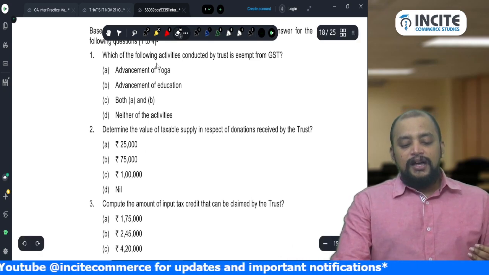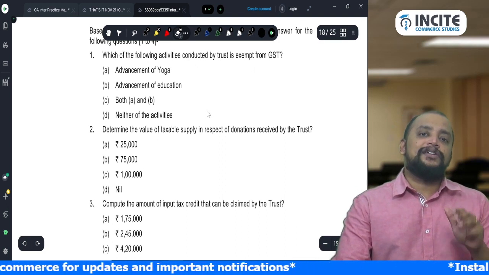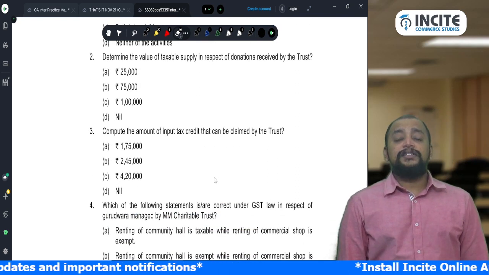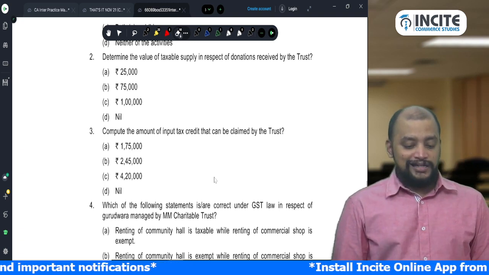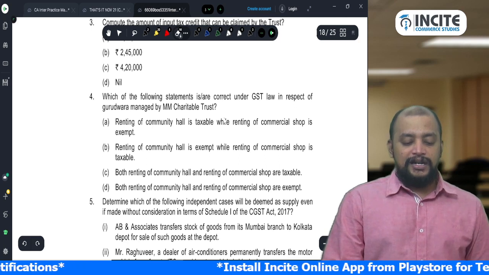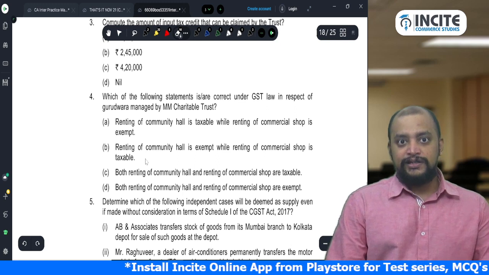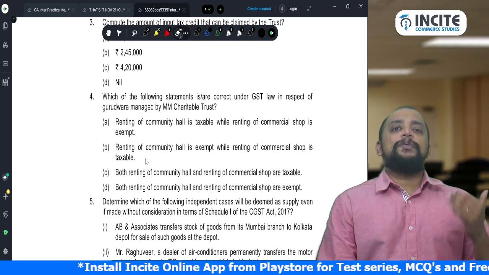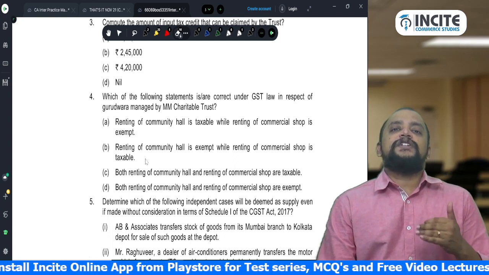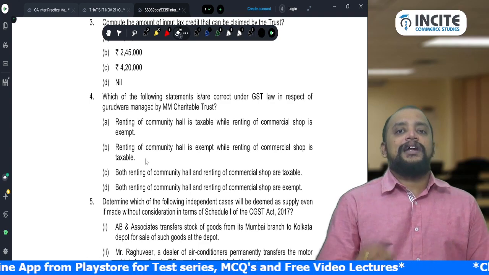So first, which of the following activities conducted by the trustees are exempted. So they have given a question on exemptions, then value of taxable supply, then what is the amount of input tax credit that is available, and then which of the following statements are correct in respect of the trust. So these are the four questions. Now when you read them, you will understand these are the areas where MCQs are coined, so that you will take extra effort in understanding those.